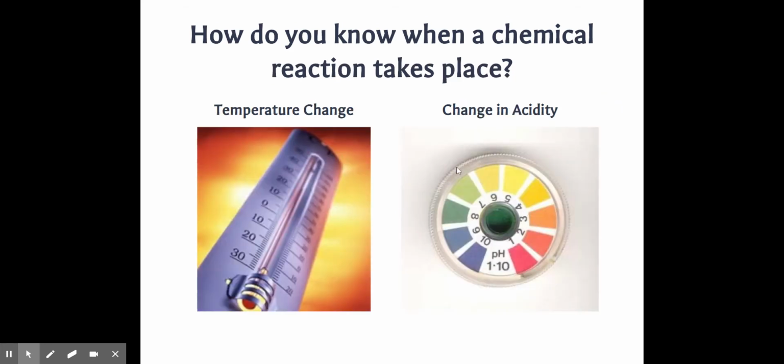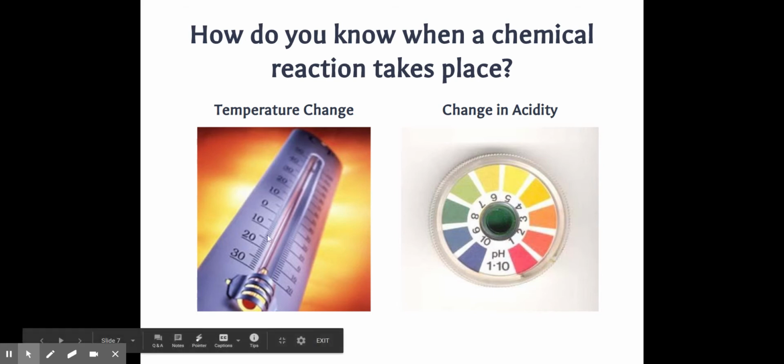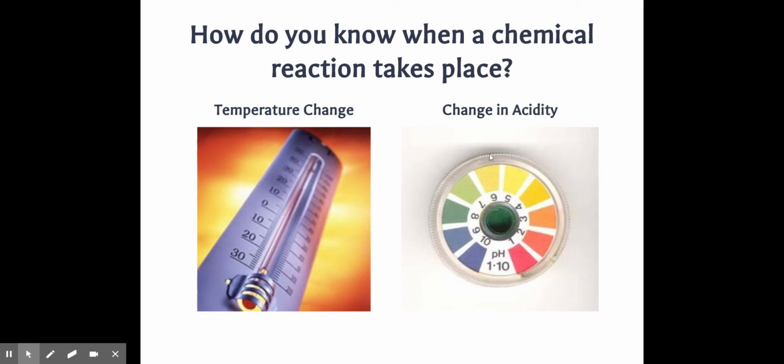Other things that would tell you is a change in temperature. If you see temperature going up, it would be an exothermic reaction. Exothermic means it's producing heat. Endothermic, meaning the temperature going down, would be that it's absorbing heat. You have a change in acidity. So we have pH, little pieces of strip, like a strip of paper that you put in there, and it would test the pH.